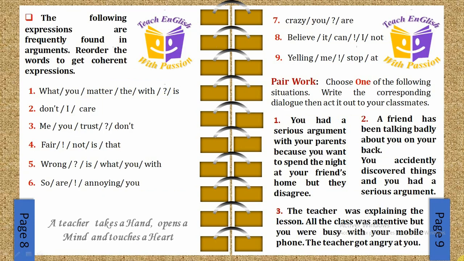After discussing the different sources of conflicts, the teacher directs learners' attention to the next activity. Learners here are asked to reorder a list of words to get coherent expressions used in arguments. As usual, learners take a few minutes to think about this activity, then they interact with their teacher to check their answers. This activity mainly aims to equip learners with some vocabulary and expressions needed to complete the last task in this lesson.